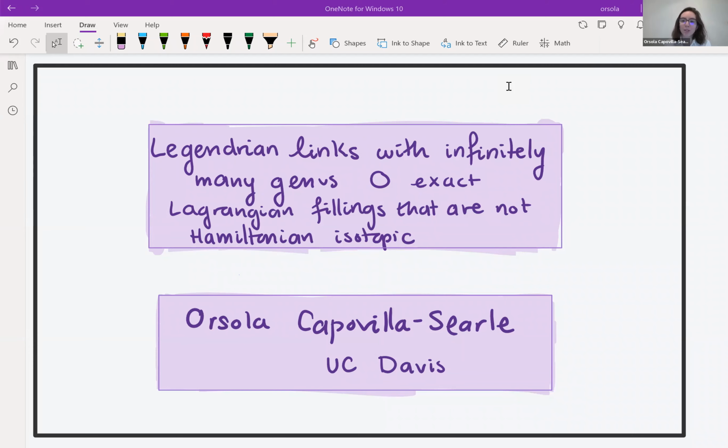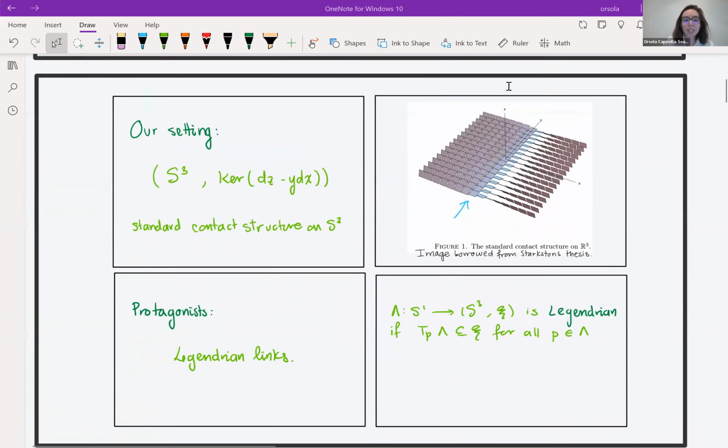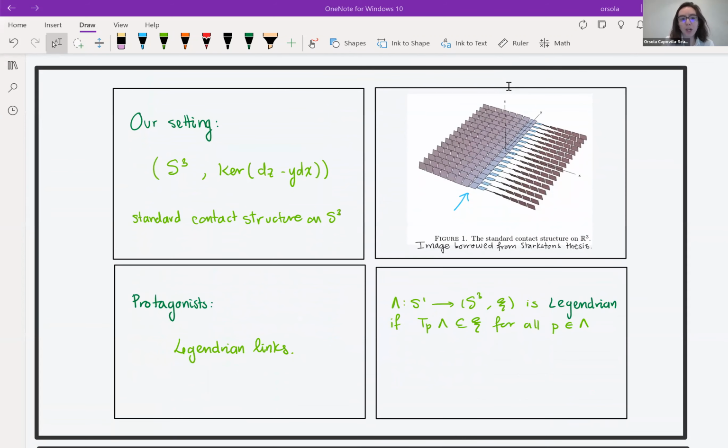I'm going to be talking to you about some of the results from my thesis. So our setting is S3 with the standard contact structure. On the right, we have R3, and we're going to be seeing S3 as R3 with a point at infinity. And we have the contact structure, which is given as a kernel of the one form dz minus y dx, and which will associate to every point on R3 a plane, and these planes will tilt as shown in this figure.